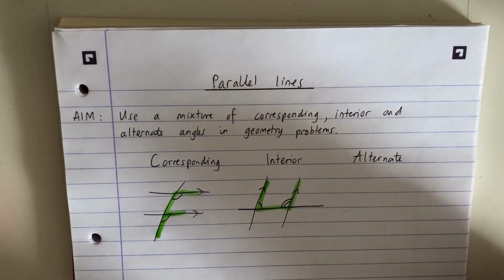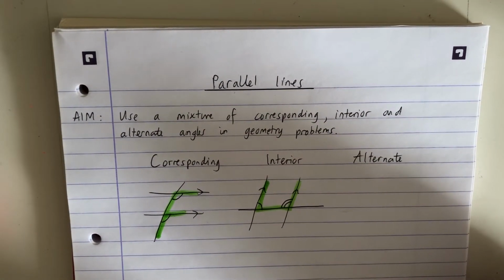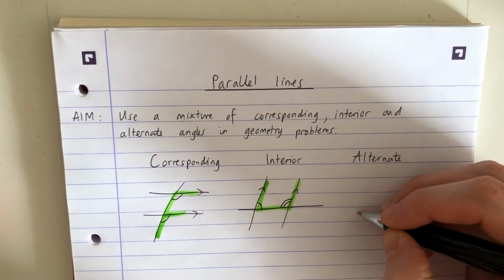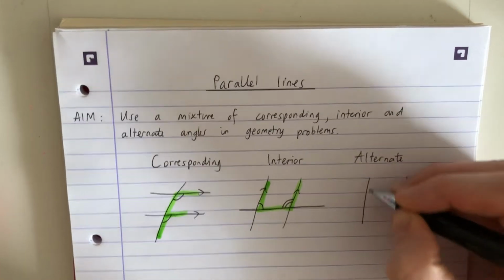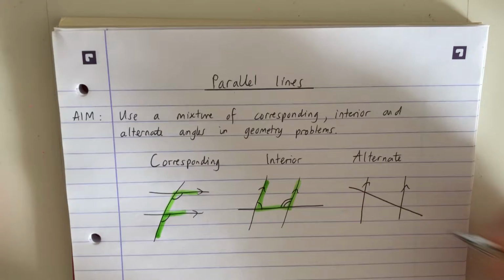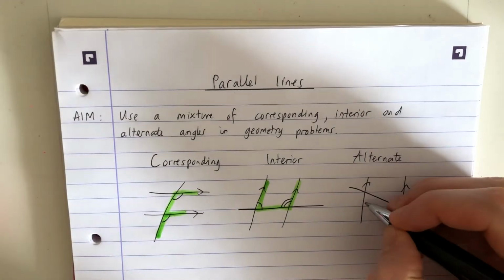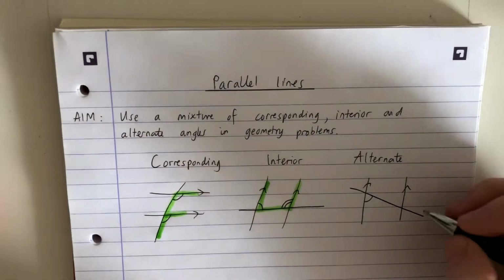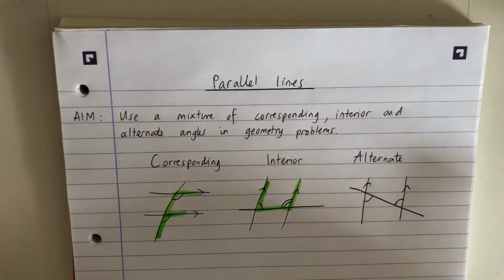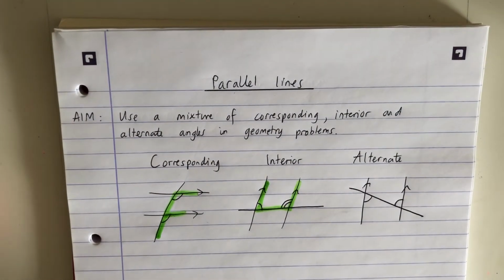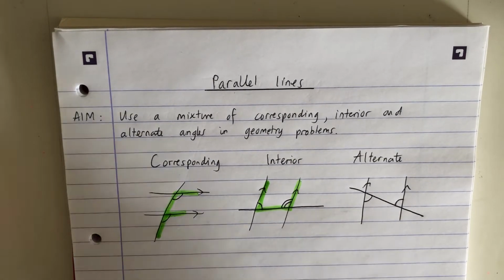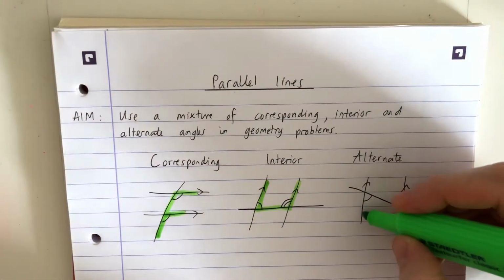And the last one was alternate. Let's do a diagram like this. Parallel lines like that. And that angle there was the same as that angle there, which I said was either a Z or an N, depending on which way you've got it round. I've drawn it so it's an N.